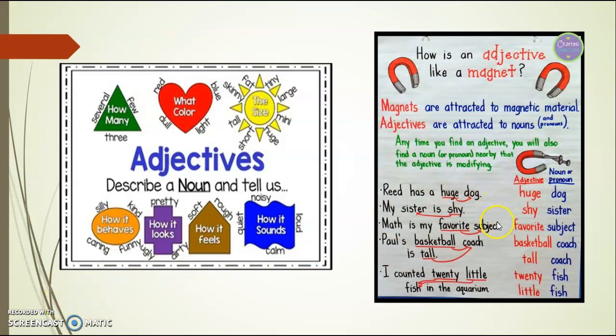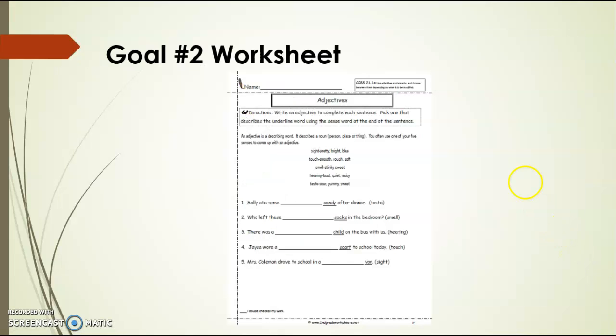But you see, every time there is a noun, there is an adjective describing that noun. And that is what we are going to be doing today. So today's worksheet is called Adjectives, and it has 5 questions. So if you have this worksheet, please get it out. This is the worksheet we are going to be working on.